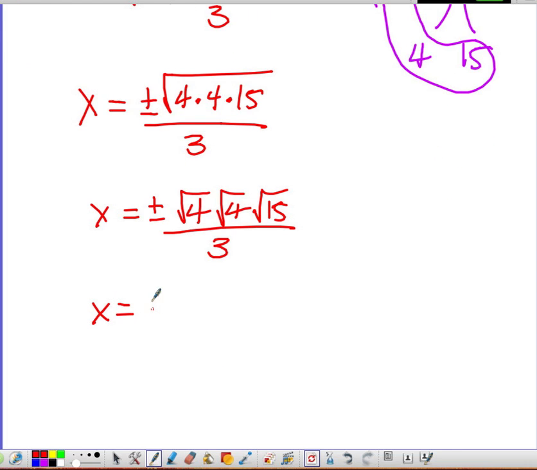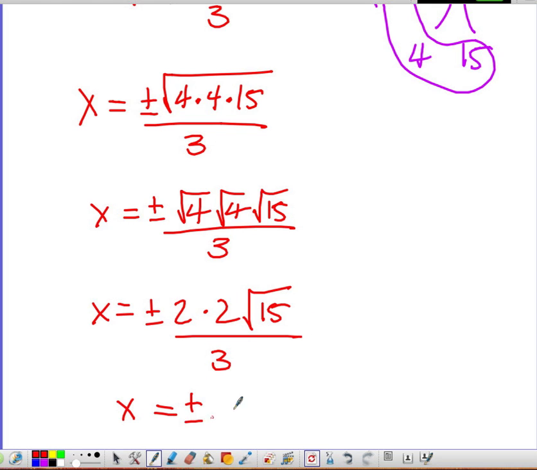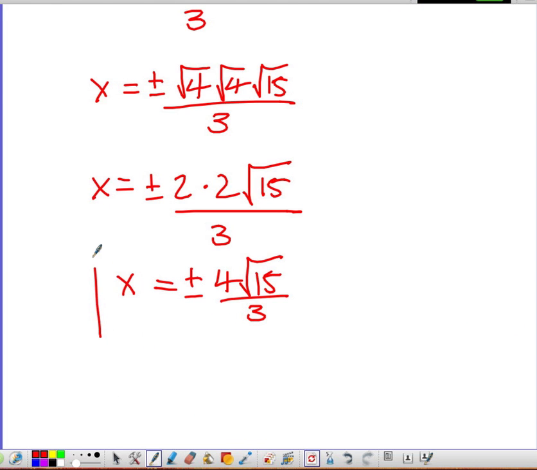And since 4 is a perfect square, the square root of 4 becomes 2. Again, the square root of 4 becomes 2, and then 15 is not a perfect square, so it just stays as the square root of 15 divided by 3. And finally, my final answer is going to be 2 times 2, which is 4, times the square root of 15, over 3. This is my final answer.